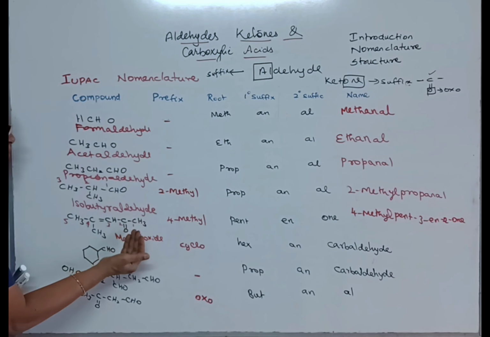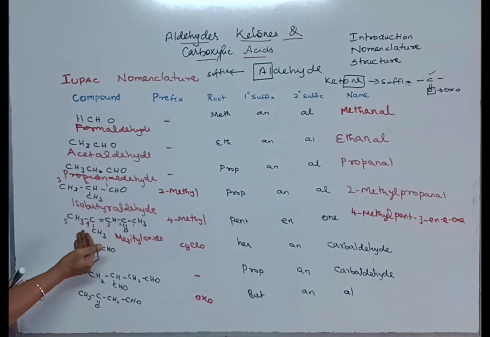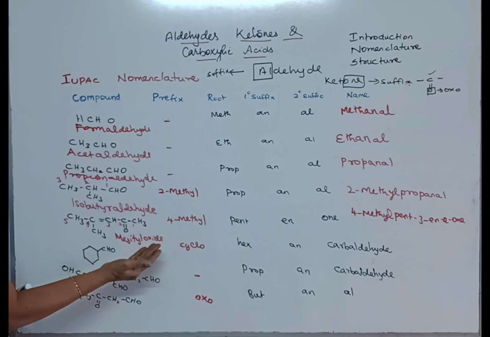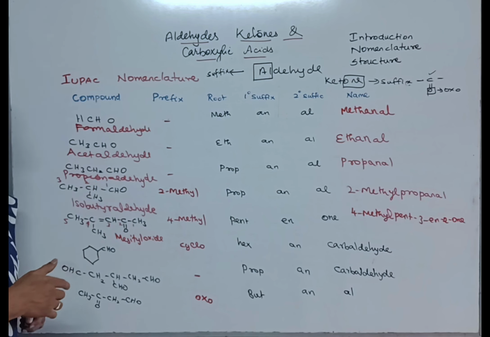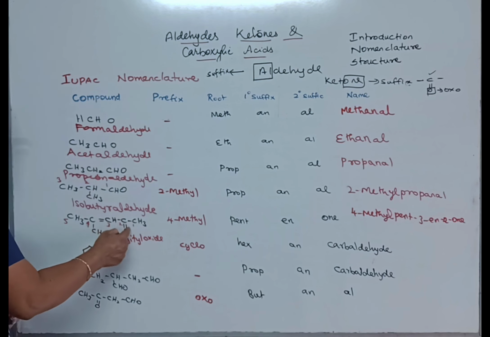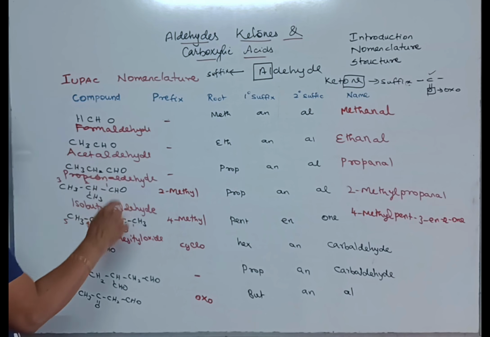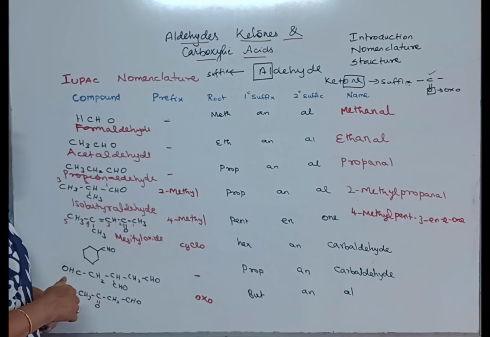Because the CO group can change its position with respect to all the 5 carbon atoms, and the double bond can also change its position. So if there is a possibility of changing the position of the CO group in a compound, we have to give the position of the ketonic group itself.